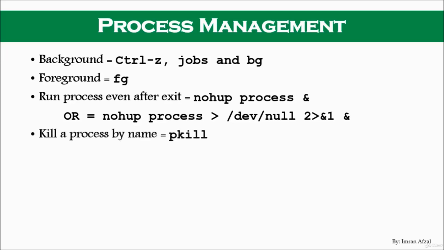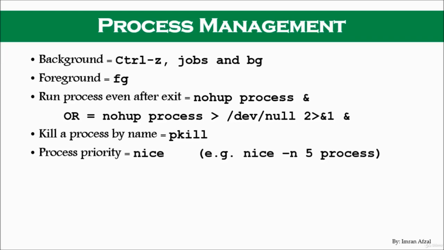Then to kill a process by name. You already know how to kill a process by process ID, right? So kill followed by the process ID kills the process. What if you want to kill a process by its name? So let's say you have a process called top, right? So you run the command top. If you want to kill it by the name, you just simply type pkill followed by the name of the process, which is top.